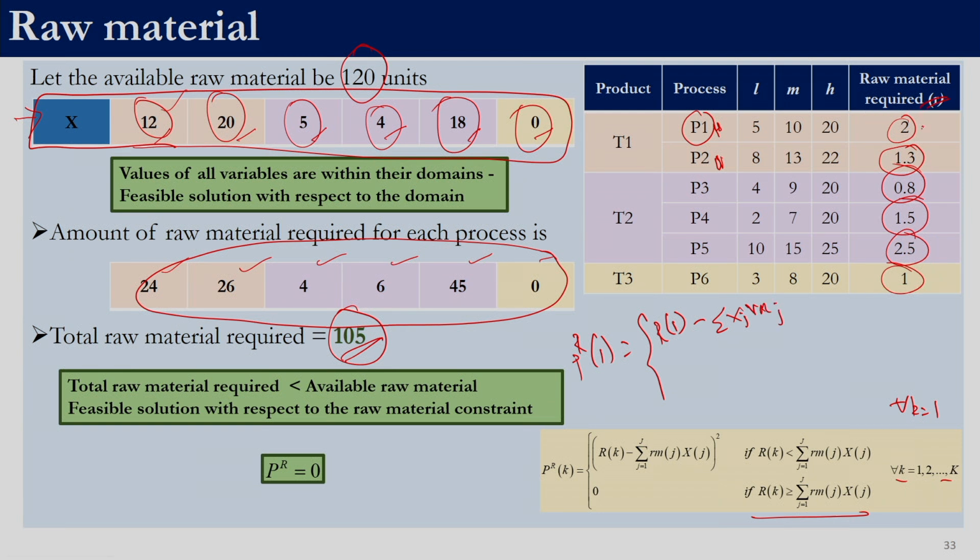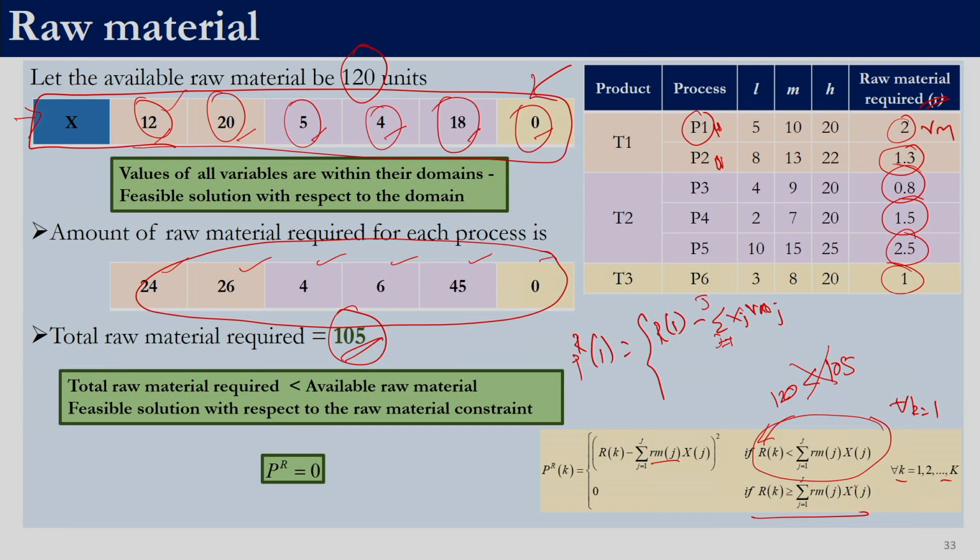So, this has to be Rm, right. So, Rm is given, right, Xj is what we get from the algorithm, right. So, this sum across all the process, right, if we have J process, R is what is available, right. So, here we have 120. So, 120 is less than 105, right. So, this is not satisfied, 120 is not less than 105.